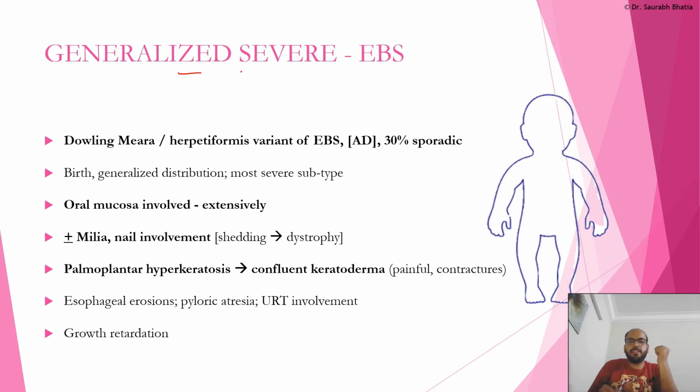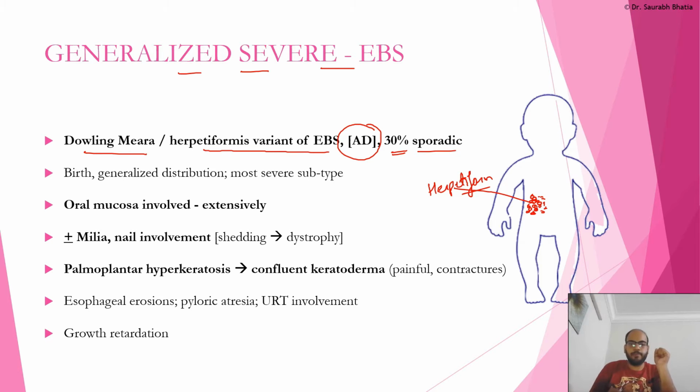We have the generalized severe EBS, also known as Dowling-Meara. These are the older terms. It is also known as the herpetiform variant of EBS. Why is it known as herpetiform? Because there is so much blistering. Look at the diagram. On the trunk there can be grouped vesicles, so this looks like herpetiform. That is why generalized severe EBS is also known as herpetiform EBS. It is autosomal dominant in inheritance, however 30% can be sporadic.